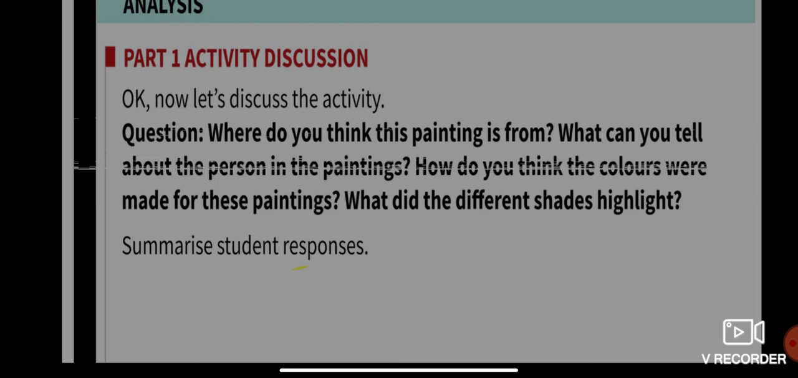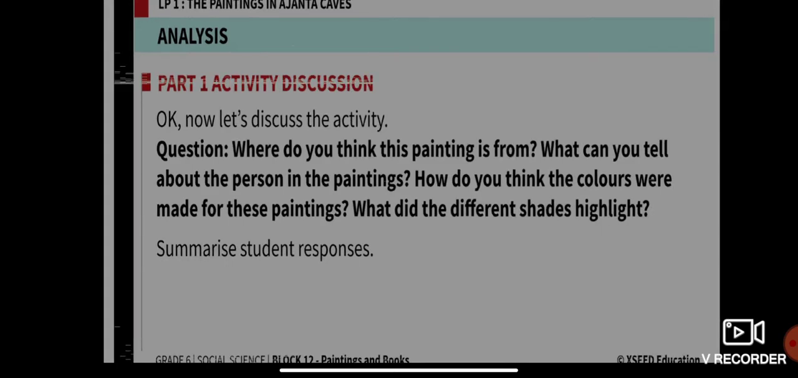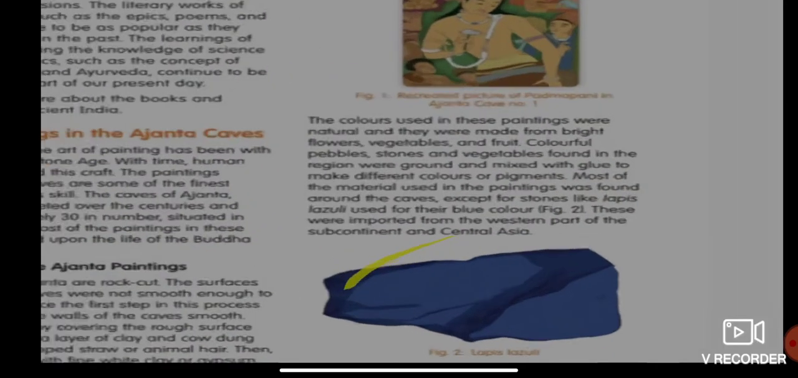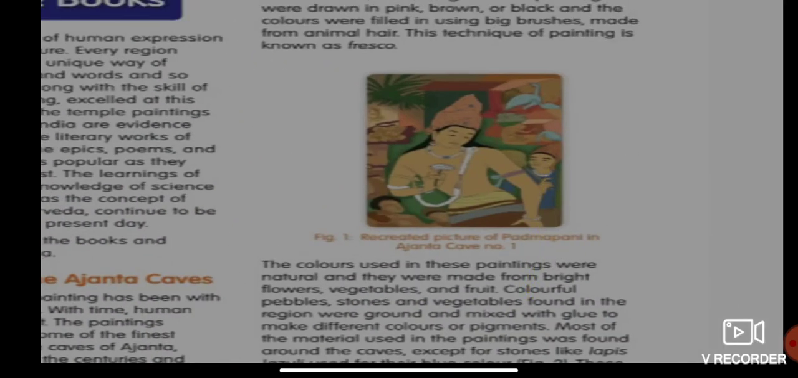All right, now let's get into the activity discussion. Where do you think this painting is from, and what can you tell about the person in the painting? That is from figure 1. And how do you think the colors were made for this painting? What did the different shades highlight? You see that there are different colors being used, and different shades are indicated, right?